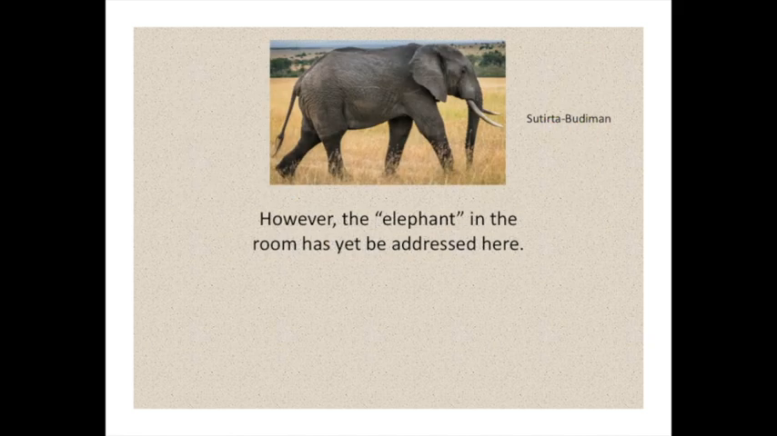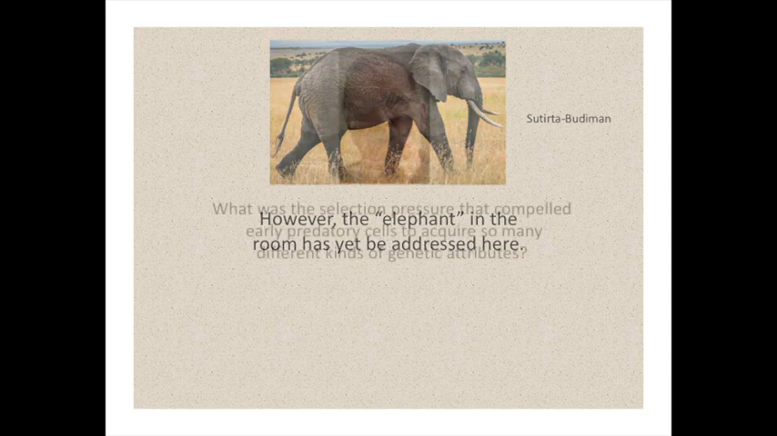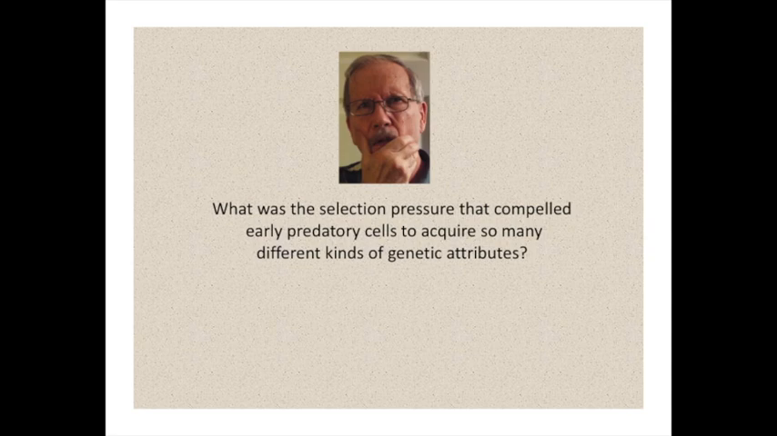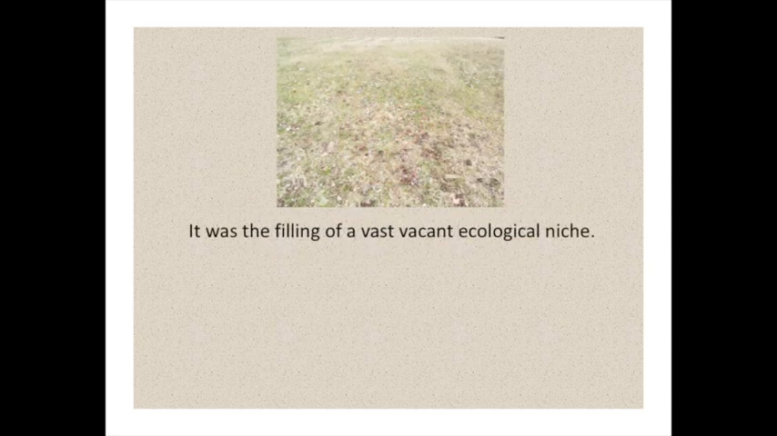However, the elephant in the room has yet to be addressed here. What was the selection pressure that compelled early predatory cells to acquire so many different kinds of genetic attributes? Simply put, it was the filling of a vast, vacant ecological niche.